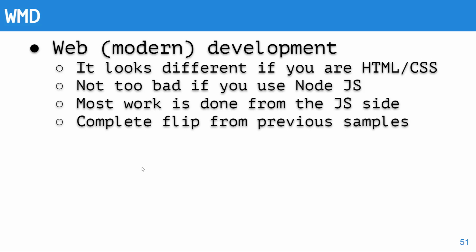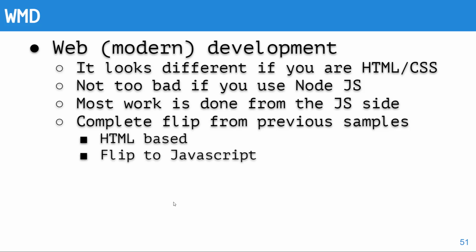So it's a complete flip from previous examples where we had this HTML file with a script tag and then a bunch of JavaScript code, right? That's not a bad deviation if you're also teaching PHP like we do in the course, because that's how PHP is set up. But this Web Modern Development looks very different, to a point where you go, I don't think I'm doing web stuff, right? And maybe it's a JavaScript modern development. It's a complete flip from previous, which was HTML based, to JavaScript based, right?